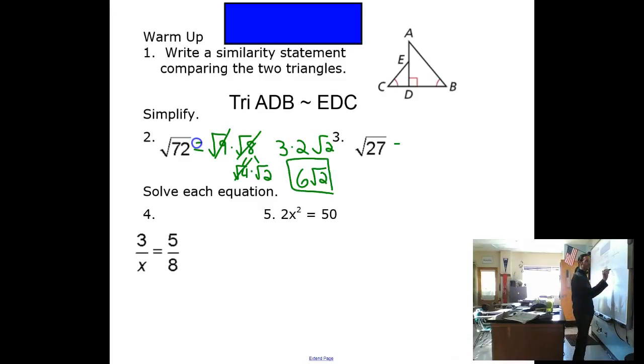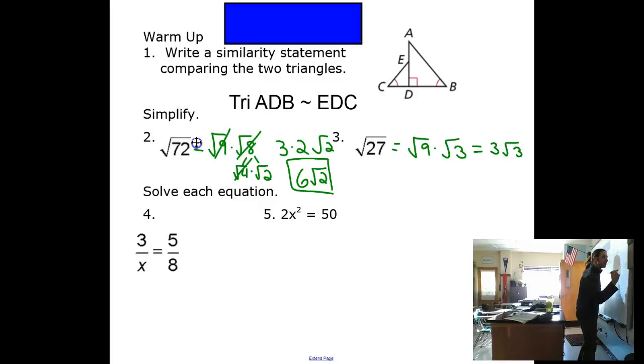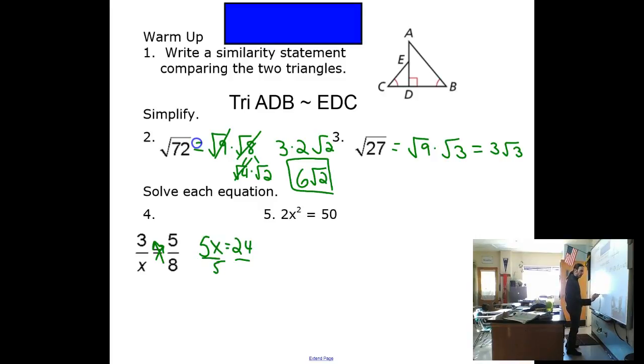Similarly, for problem 3, this is really the square root of 9 times the square root of 3, right? 9 times 3 is 27, so it's just 3 square roots of 3. The last 2 problems here, I know you're really familiar with proportions, so I cross multiply here, and I get 5x equals 24, and I divide by 5, x equals, you can say 25 over 4, or you could say 4 and a fifth. Yeah, try that one, or 4.25.